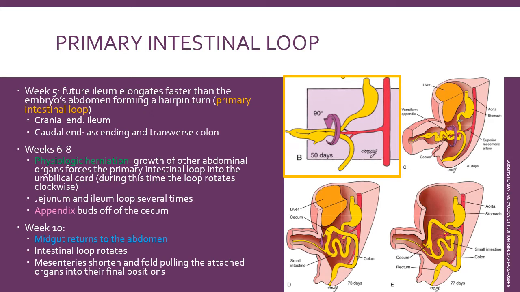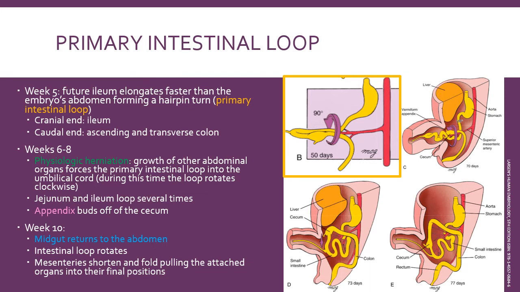And that causes it to form this hairpin turn, which is so named because it looks a bit like a hairpin. It's a very sharp turn, so it folds back in on itself. And that's called the primary intestinal loop. The cranial end of the loop is the ileum. The caudal end will be the ascending and transverse colon.